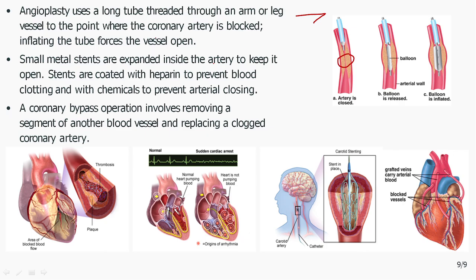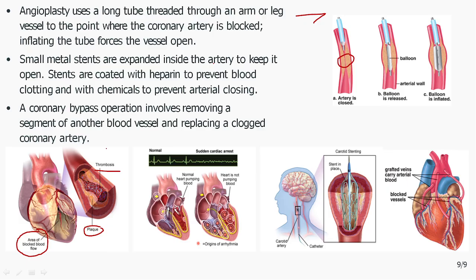Now, a small metal stent is expanded inside the artery to keep it open. Stents are coated with heparin to prevent blood clotting and with chemicals to prevent arterial closing. In some cases, here you can mark plaque deposition. Along with that plaque deposition, we also have some thrombosis. So that area is now dead. This is your area of blocked blood flow in the heart tissue.